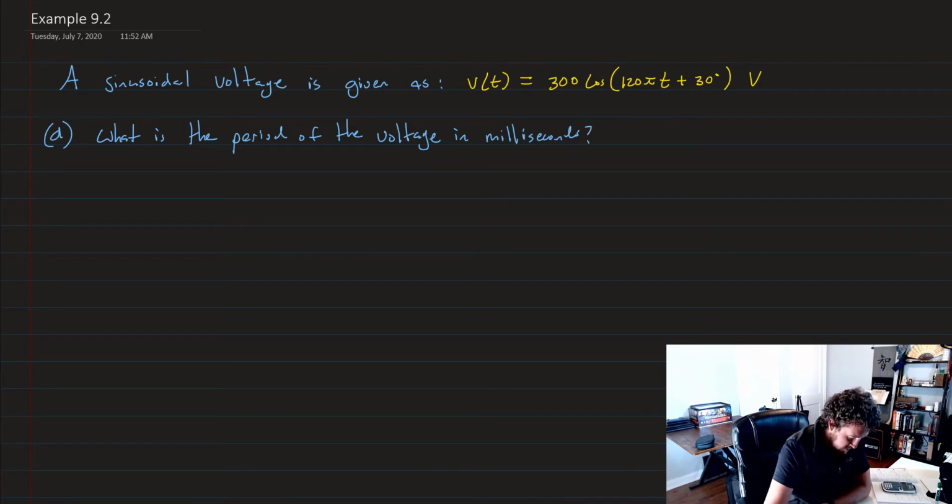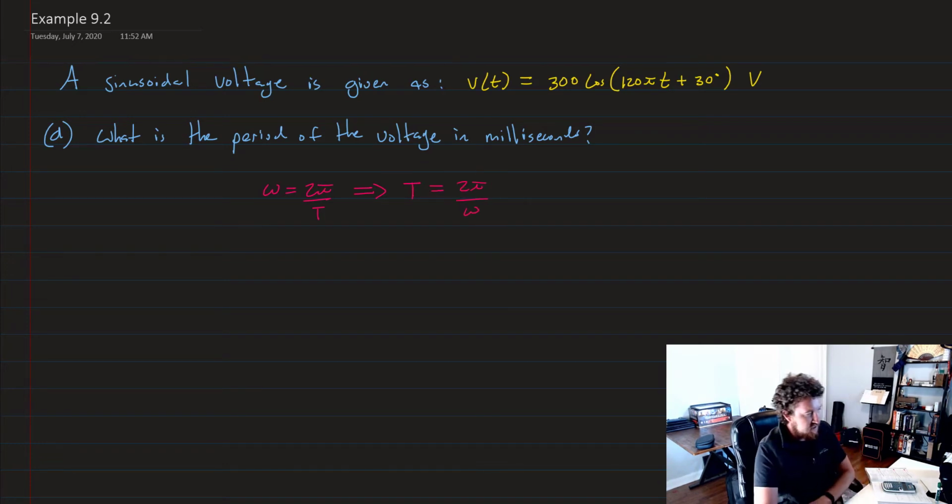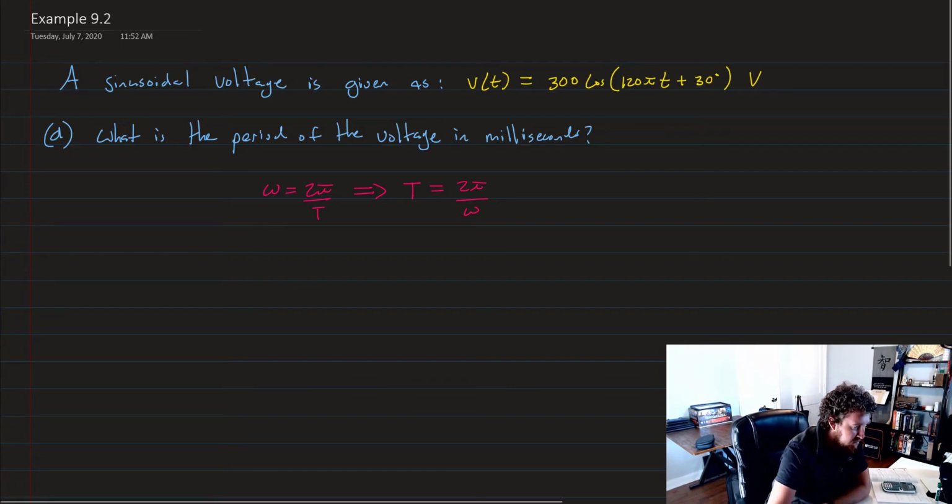So we know from the lecture videos that we have an equation that omega, which is what we're given here, 120 pi, is equal to 2 pi over T. We can rearrange that a little bit to say that T is just equal to 2 pi over the frequency in radians per second, 2 pi over omega. So now we can go ahead and plug in our values.